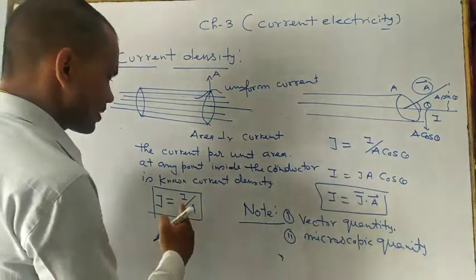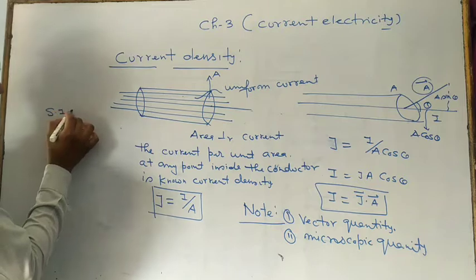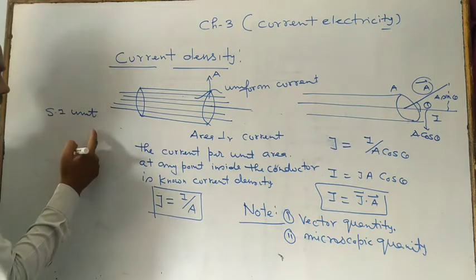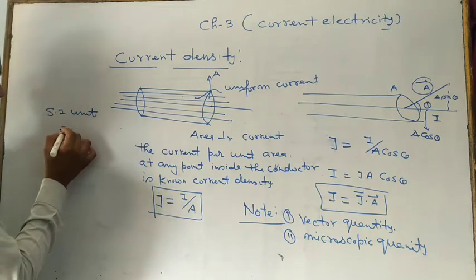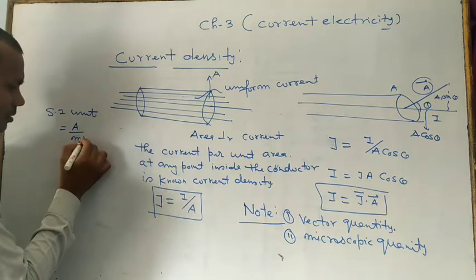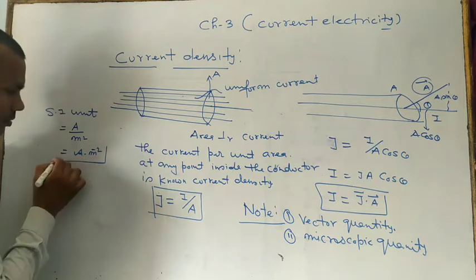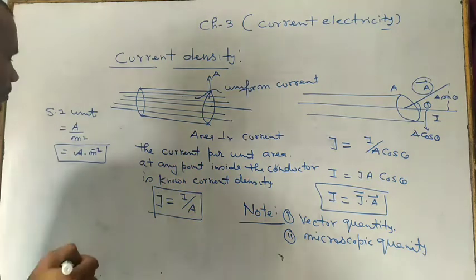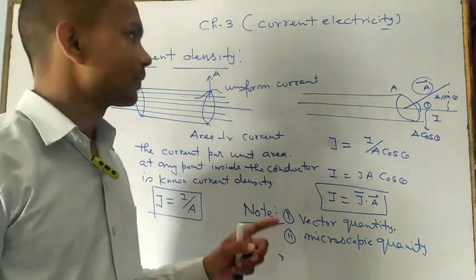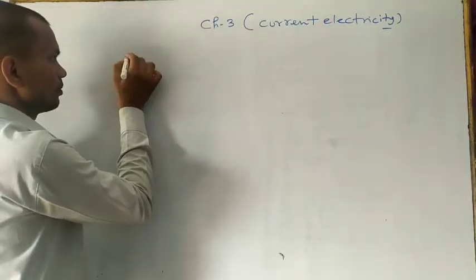If you want to write the SI unit, the SI unit is ampere, and then after this the area, meter square, means this is ampere meter power minus 2. Ampere per meter square is known as the SI unit of the current density. Topic that is related to the Ohm's law.